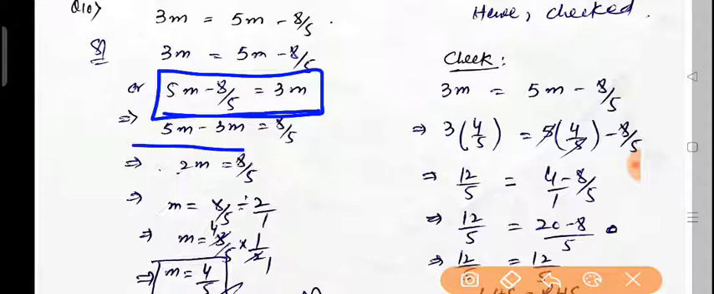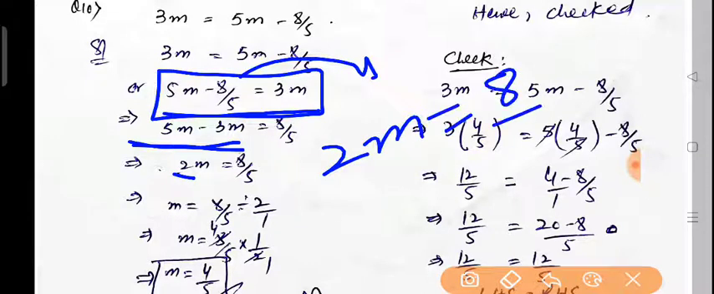Then I have transposed this 3m to the left hand side with change in its sign, that is, it becomes minus 3m, and I have also transposed minus 8 by 5 to the right hand side with change in its sign. Then do the further calculations. When I subtract 5m and 3m, I get 2m equal to 8 by 5.